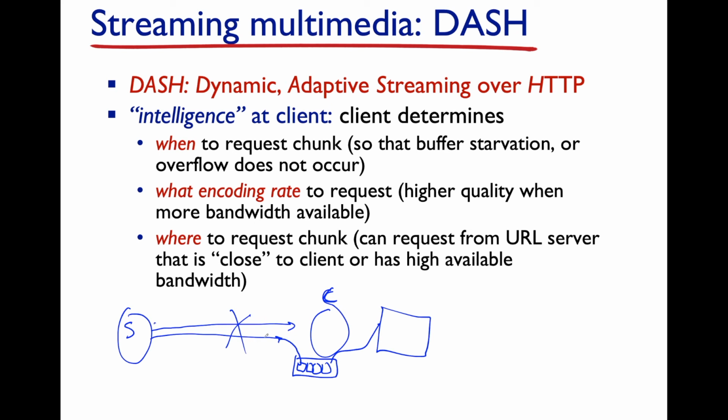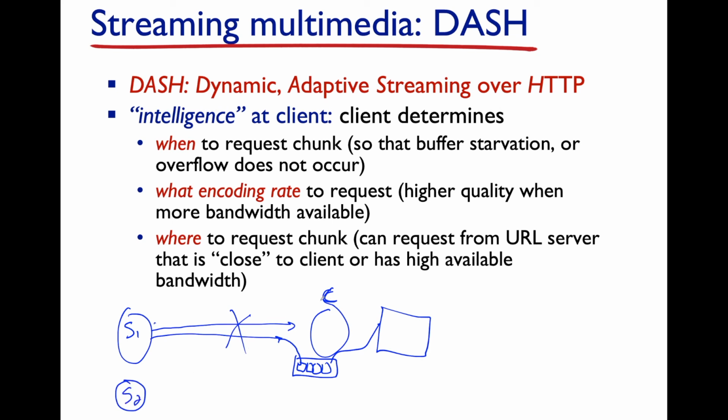And so the client also decides what encoding rate to request. You get a higher definition or higher quality when more bandwidth is available, and then it can now switch to a different chunk associated with lower quality when the bandwidth is starting to decline. And it also selects where to request the chunk. Now, these URLs can exist in plurality for different locations. And so that client, when it requests it, might have one URL for server 1, another URL in that manifest file for server 2.